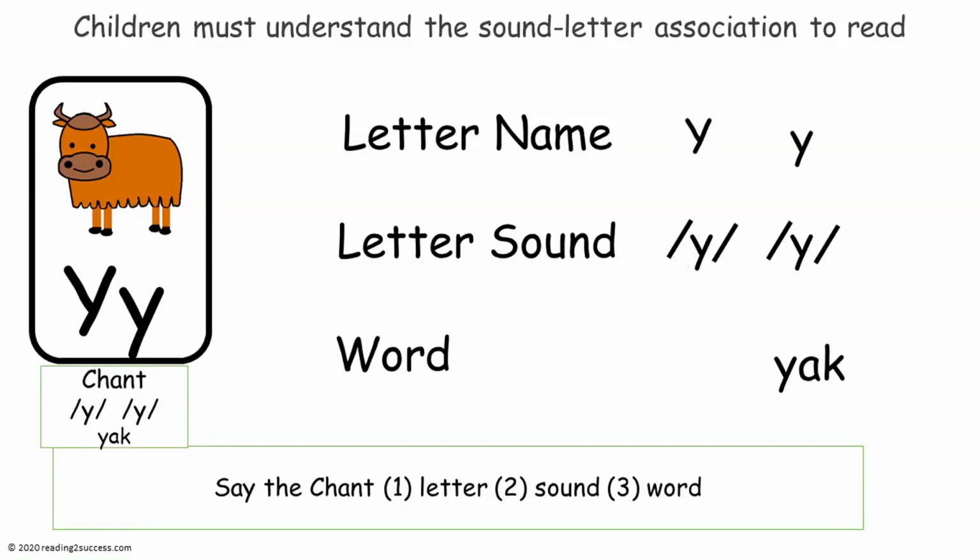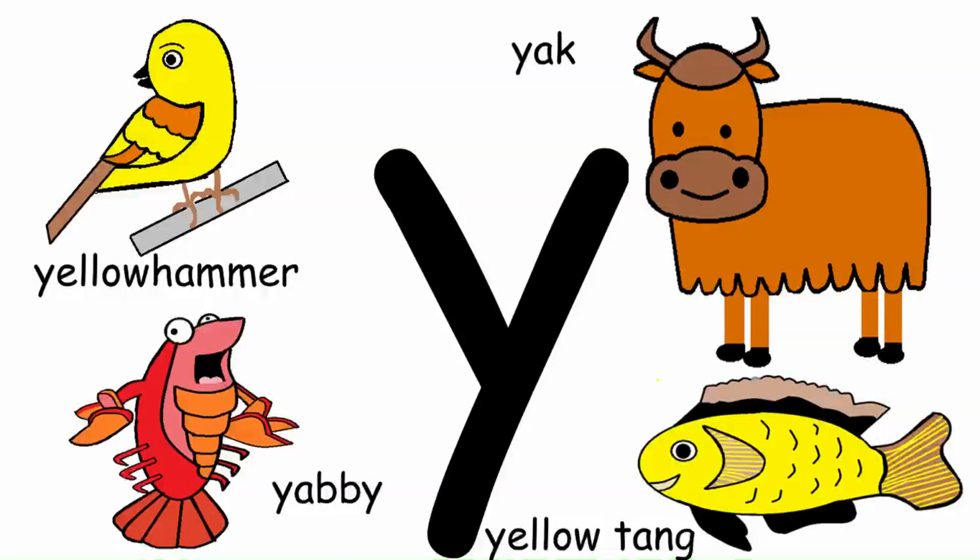Now it's time to introduce the sound letter teaching card Y, and we see a yak, and yak begins with Y. So let's do our chant. Y, y, yak. Y, yak. Now introduce yak's friends to the kids. There's Yellow Tang, Yabby, and Yellow Hammer.